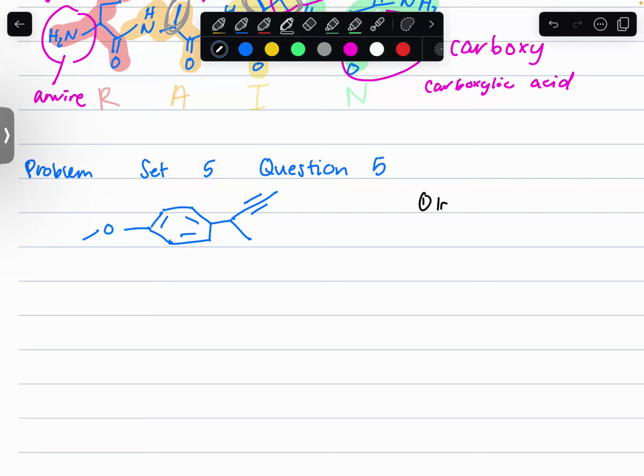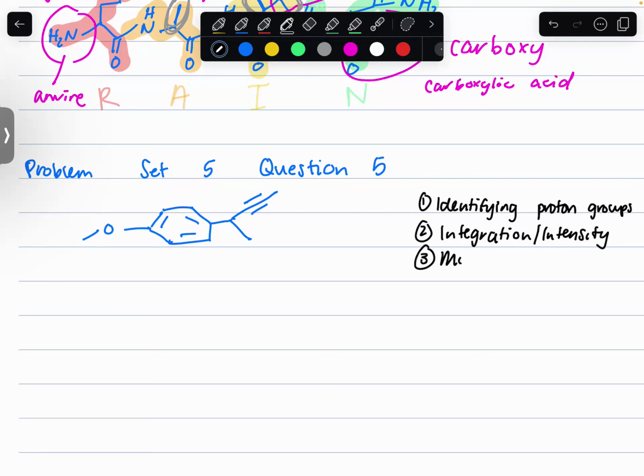My rule of thumb with NMR is that there's a workflow we can go through. The first step is identifying our proton groups. Then we will look at integration or intensity. Then we look at multiplicity, which in simpler words is splitting. Then we look at the chemical shift. And then we can actually assign our peaks.